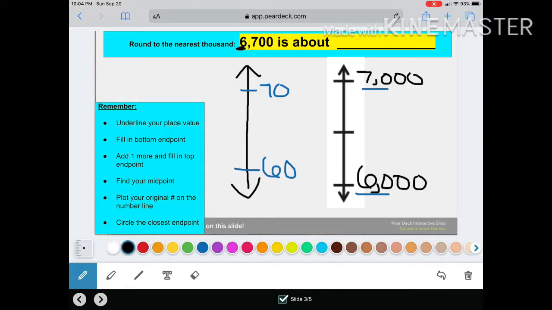So I know my midpoint is right here because it's halfway between these two numbers, 60 and 70. The reason why we're not using the entire number is because we want to make sure we keep those numbers smaller so that they're easier to work with. So now we're looking for the halfway point between 60 and 70. What's halfway between 60 and 70?